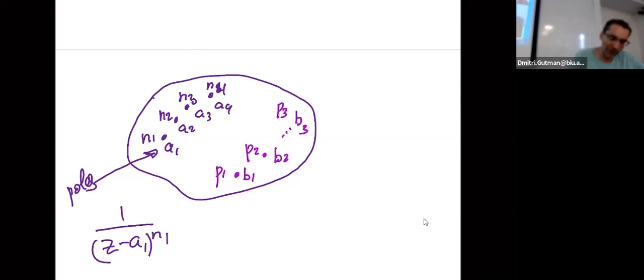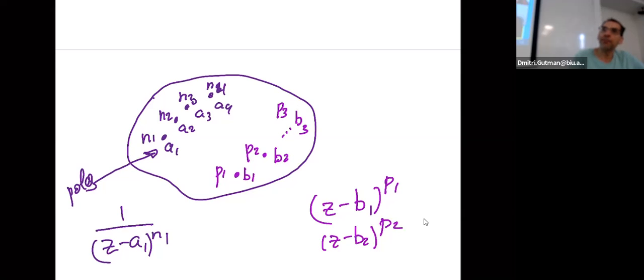Which means that at point B1, say, the function behaves as z minus B1 in the power P1. At the point B2, it behaves as z minus B2 in the power P2, and so on.